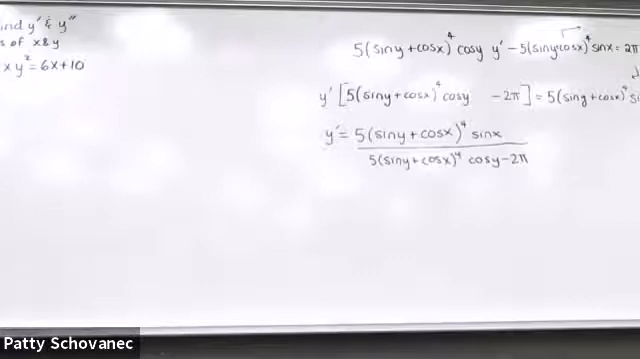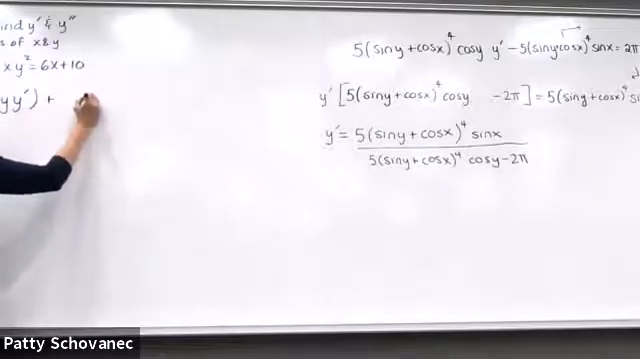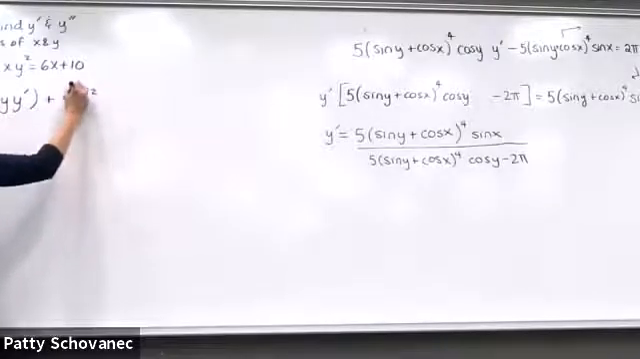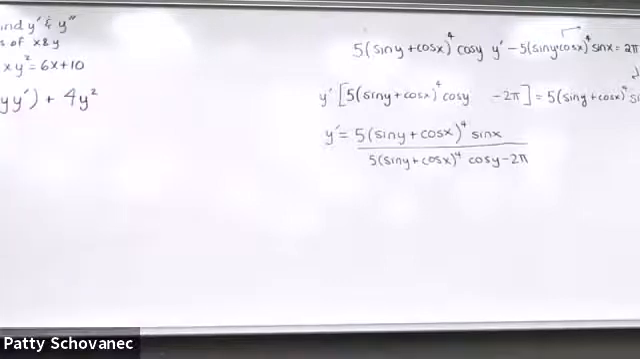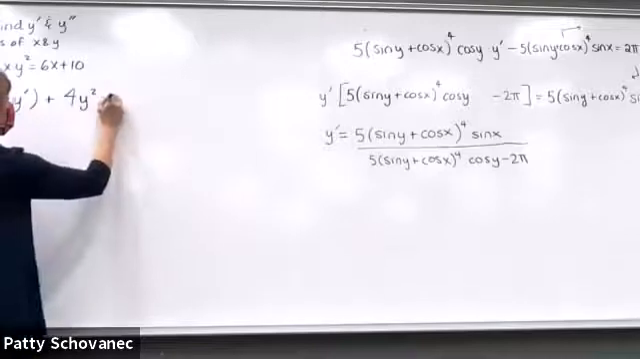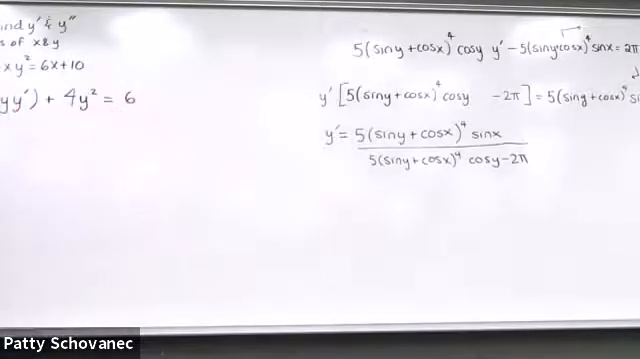Okay, so I get the same y prime as you. I'm doing product rule. So here's the first times the derivative of the second. So the derivative of y squared is 2y prime. And then plus the second times the derivative of the first. And then across the equal sign, the derivative of 6x plus 10 is just 6. Are we in agreement to there?